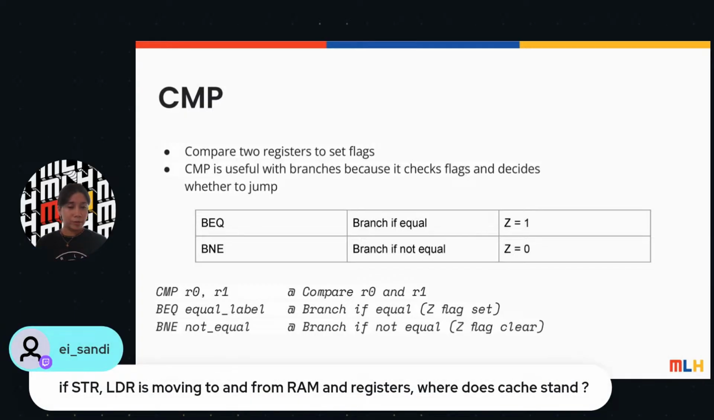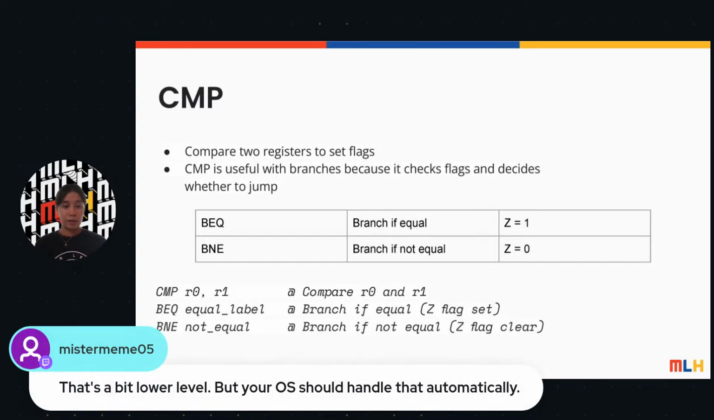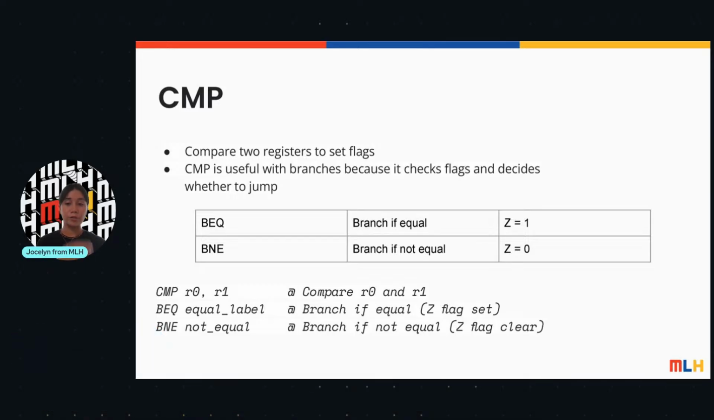We have a question over here. If store and load are moving data to and from RAM and registers, where does the cache stand? So your cache memory, or I think I mentioned it as flash memory, is where your program data is stored. I think this one is not related to what we are seeing right now. It's a bit lower level, but your OS should handle that automatically. Yes, we're not going into cache memory right now, but that's actually an interesting question.